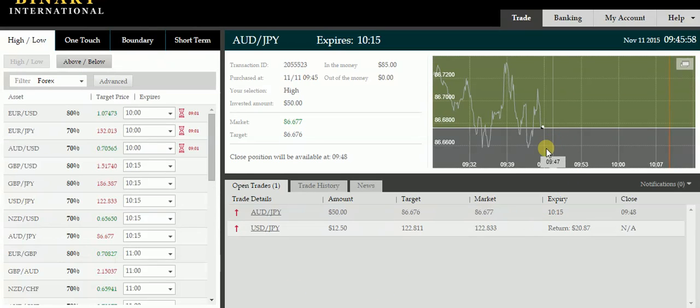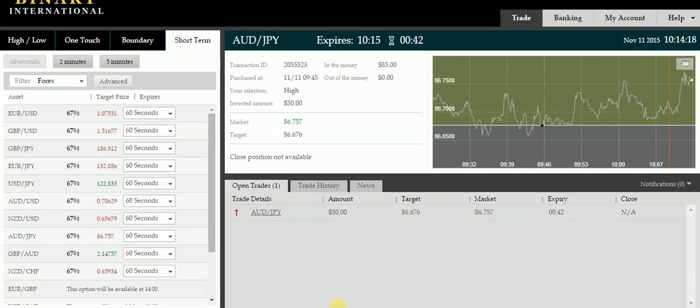So our trade is in the money at the moment. We're just 1 point in the money, but we still have got 30 minutes till the trade expires. So we'll just pause the video and we'll come back to you at expiry.